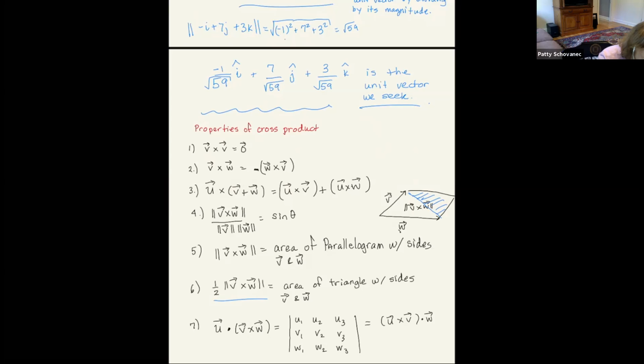If I can only spell it, P-A-R-A-L-L-E-L, parallelepiped, P-I-P-E-D, I couldn't spell it, parallelepiped with base V and W and height U.